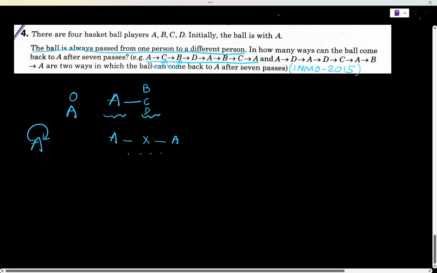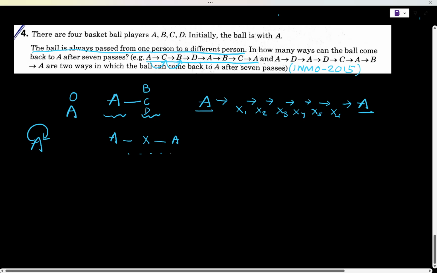Similarly, so on and so forth, since there are 7 passes, there will be in total 8 positions for us to fill. So the first one has to be A. The last one has to be A. In between, there will be 6 positions, right? So let's call them X1, X2, X3, X4, X5, and X6. So we have the first pass, the second pass, the third pass, fourth pass, fifth pass, sixth pass, and the final pass.